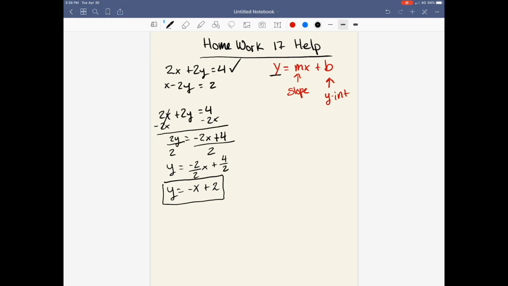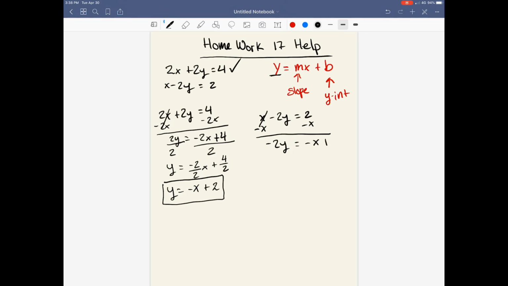Okay, now x minus 2y equals 2. Again, we have to do the same exact thing. Isolate the y. So we're going to get rid of the x, or at least move it to the other side, not get rid of it.